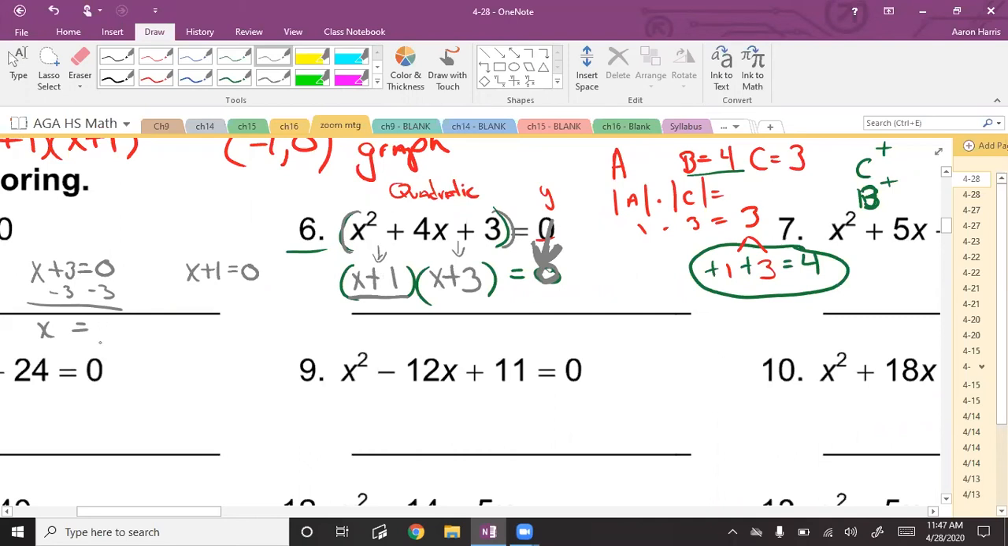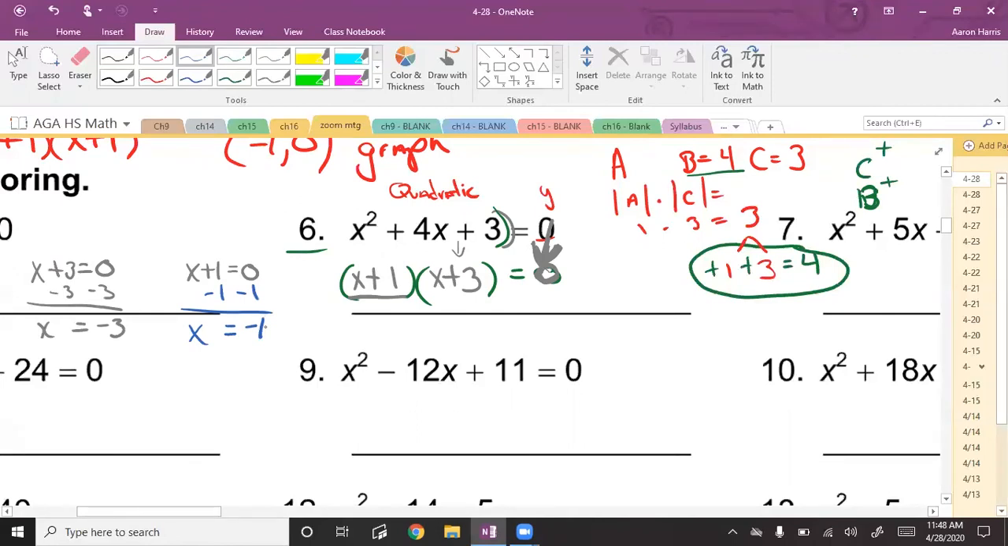What's 0 minus 3? Negative 3. It's not that deep. That little dash is not that deep. Gotcha. What's x equal to here? I'm guessing 0 minus 1 is negative 1. There you go.